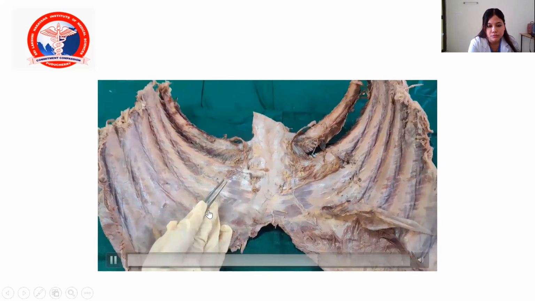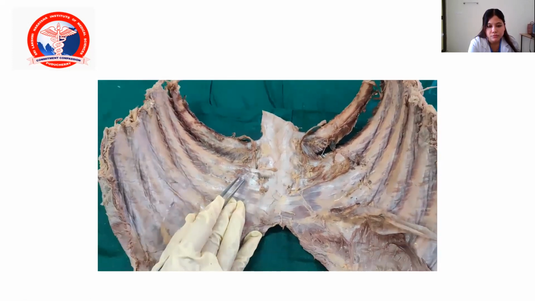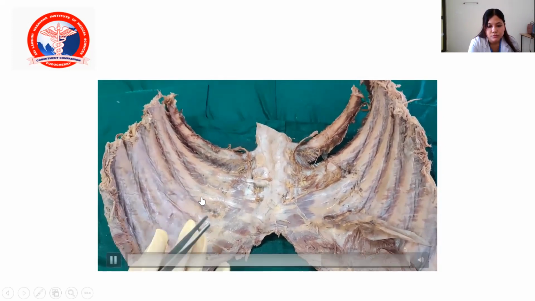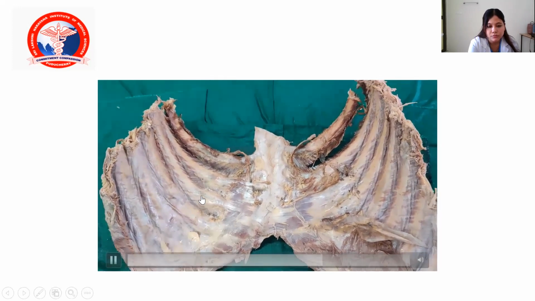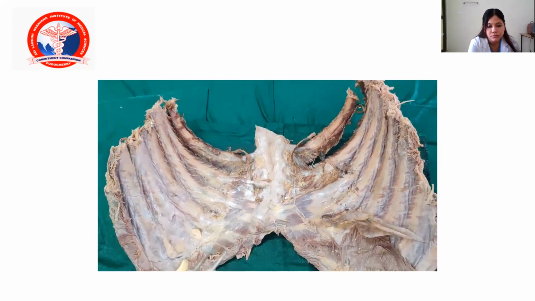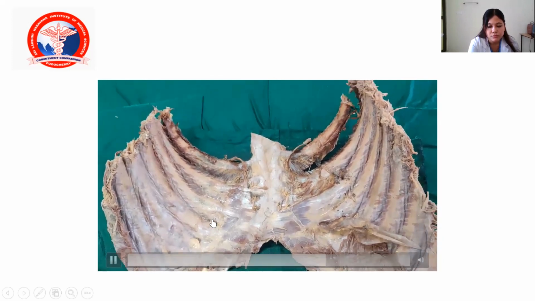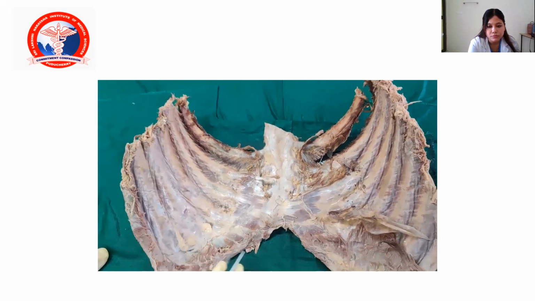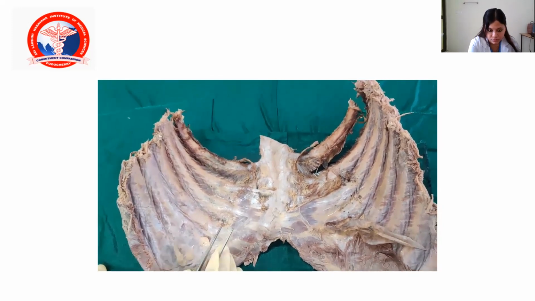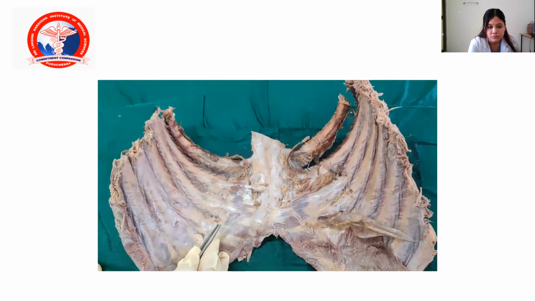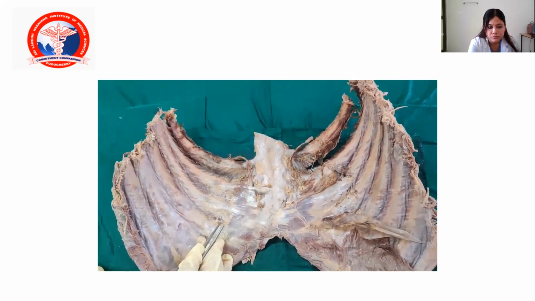Now this anterior intercostal artery and this posterior intercostal artery anastomose at the junction of the anterior 1/3 and posterior 2/3 of the intercostal space. Now already I have shown you, as it is present, the arrangement is vein, artery, and nerve, so the nerve will have the longest course.